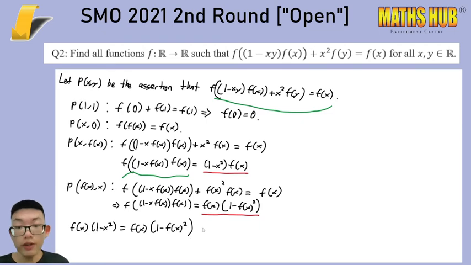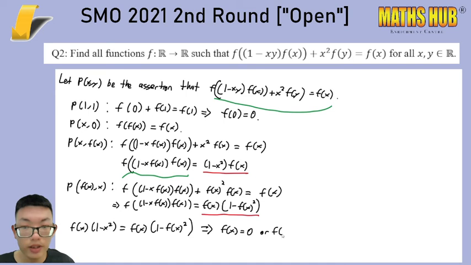Now it looks like this implies f(x) is 0 if the outer terms are equal, and if they're not equal we can cancel it off and say that x squared equals f(x) squared, so f(x) is equal to x or minus x.